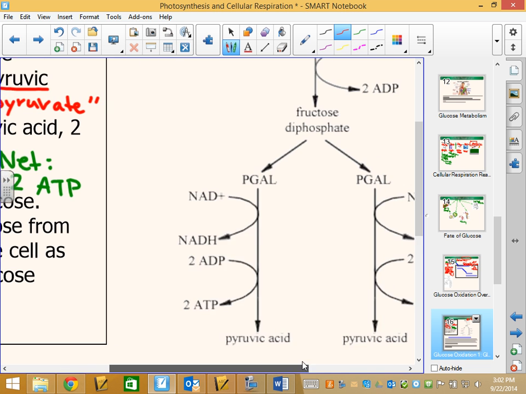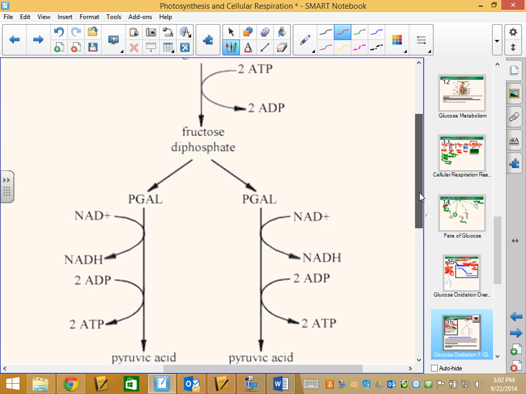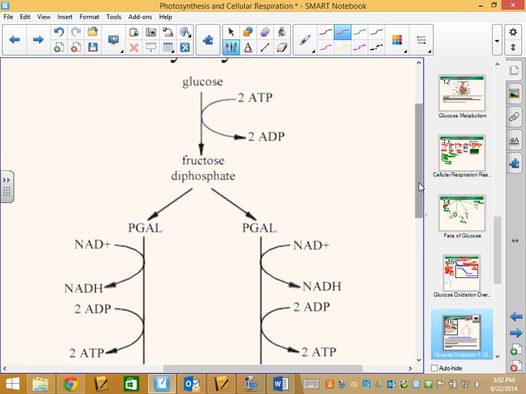So if we go over here to the flow chart, we're starting at the top with glucose. Glucose is the product of photosynthesis. And the first thing that happens is that I have to invest some energy. So you'll see that 2 ATP come in and 2 ADP leave. That means that we've taken off that third phosphate to make, like I said, glucose more reactive and unable to diffuse out of the cell.